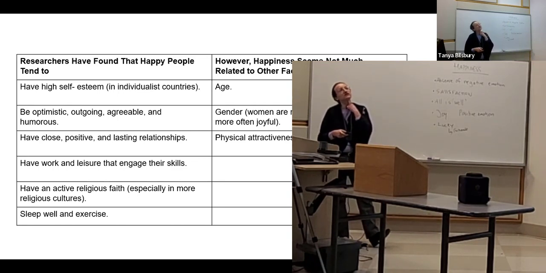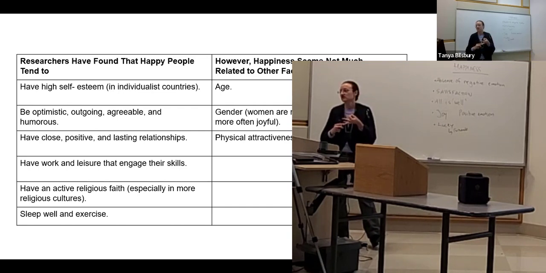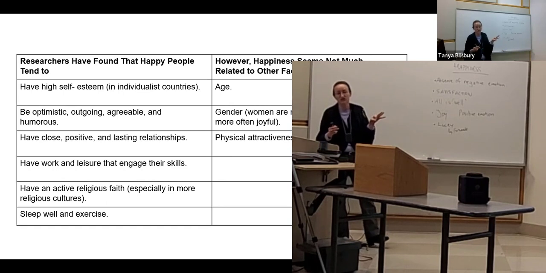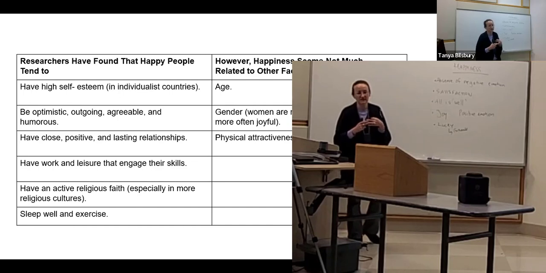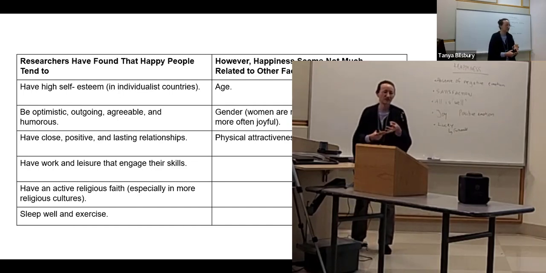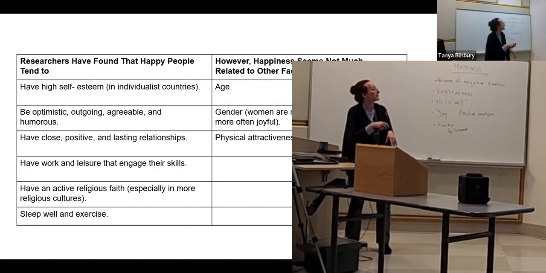Summarizing research on happiness, I'd say the three most important things are relationships. I can't quite remember what the exact measures of relationships were. I think in one case, it was the number of close friends you have. And another one might have been, do you have a long-term relationship? But they were all relationship things, okay? So close, positive, lasting relationships.